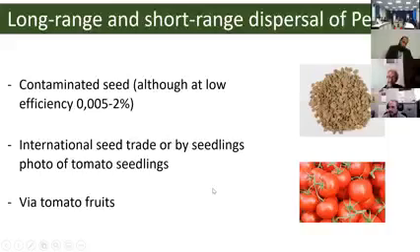Now, again, in the case of pepino mosaic, we do have a long range and short range dispersal of pepino. I have already mentioned contamination of seed, although it is of very, very low efficiency. Even this efficiency can cause very high yield losses. In the national seed trade or by seedlings is also a good way of virus transmission. And of course, via tomato fruits.